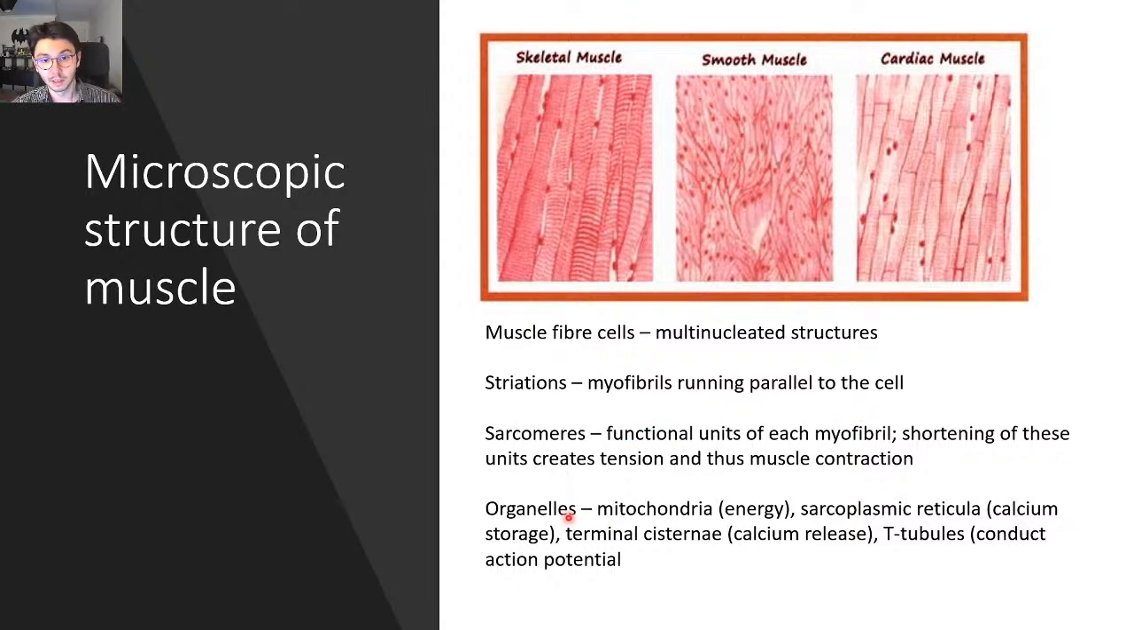Now we have different organelles. We have mitochondria, which are used for energy. We have the sarcoplasmic reticula, which is for calcium storage. The terminal cisternae require the calcium from the sarcoplasmic reticula to release calcium, and T-tubules conduct the action potential of the muscle.